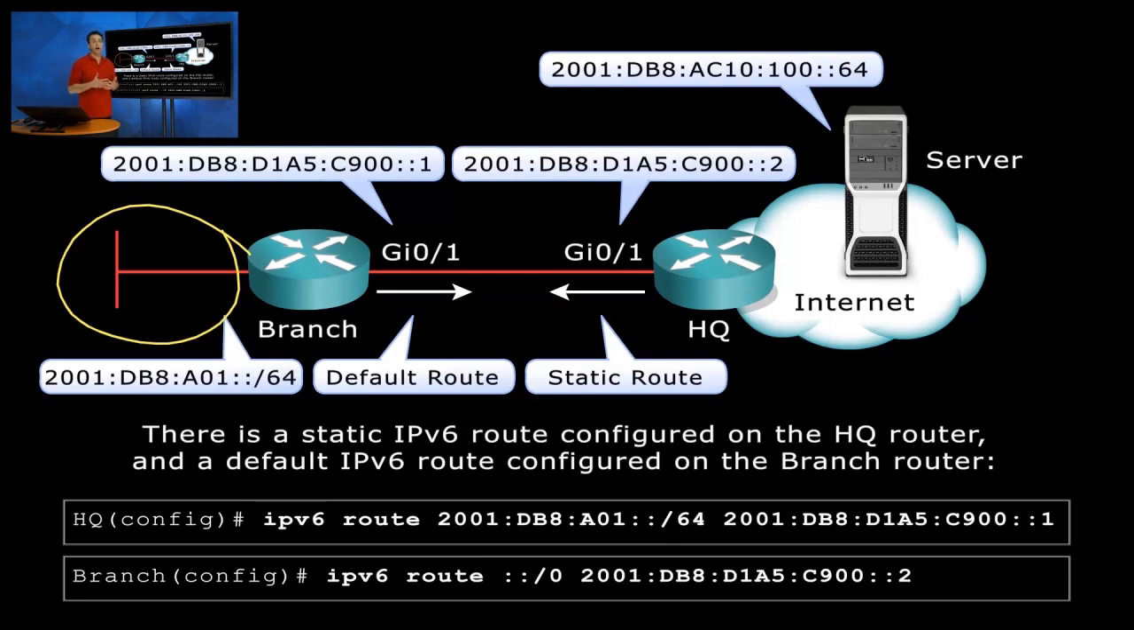Well, there's a couple of different options we have here. Number one is we could specify the global address, the next hop IP address being the global address 2001:DB8:D1A5:C900::1. That's fine. It works exactly like this. We can specify an exit interface, but just like IPv4, specifying an Ethernet interface as the exit interface creates what is known as a directly connected network.